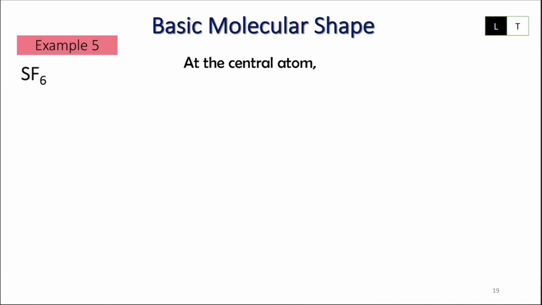So let's try SF6. For the Lewis structure of SF6, we are going to count all the valence electrons. I have sulfur, 6 electrons. 6 fluorine means 6 times 7 electrons, so we have 42 electrons. And the total will be 48 electrons.